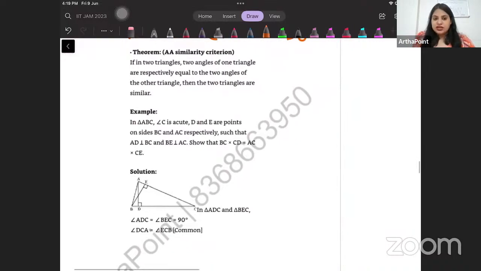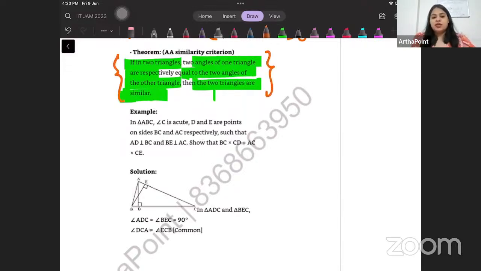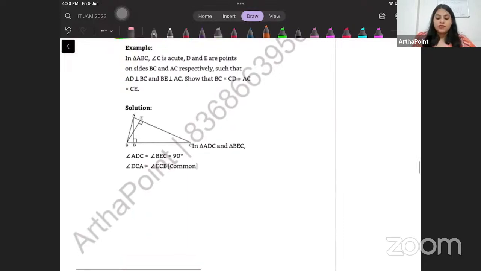Similarly, we have another theorem which is called the AA similarity criteria. If in two triangles, two angles of one triangle are equal to two angles of the other triangle, then the third will automatically be equal because the sum is 180. Then the two triangles are similar. Okay, beta. Let's take a question to solve this.